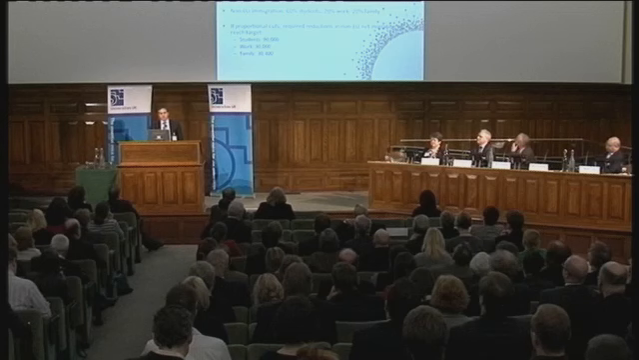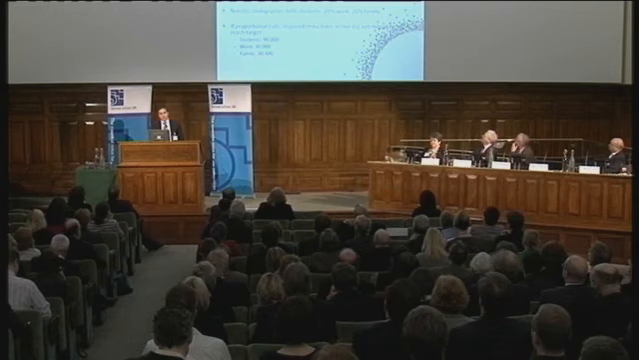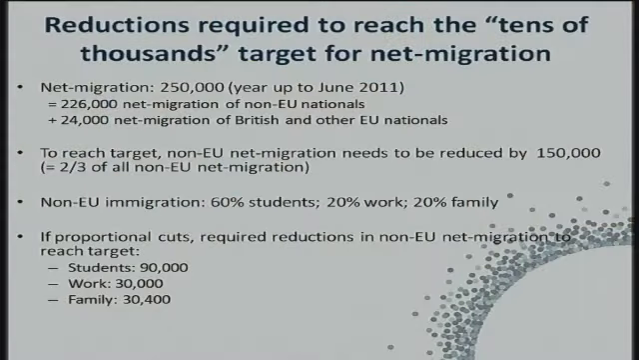Now, we've got a target of 100,000, net migration running at 250,000. That means that non-EU net migration, which the government can control, needs to be reduced by 150,000. That's equivalent to a decrease in non-EU net migration by 2/3. That's what would be required. The next question to ask is, how do you distribute cuts across different groups, students, workers, and family?